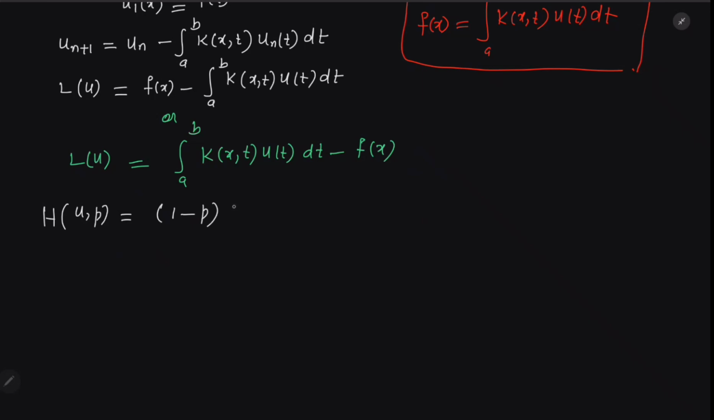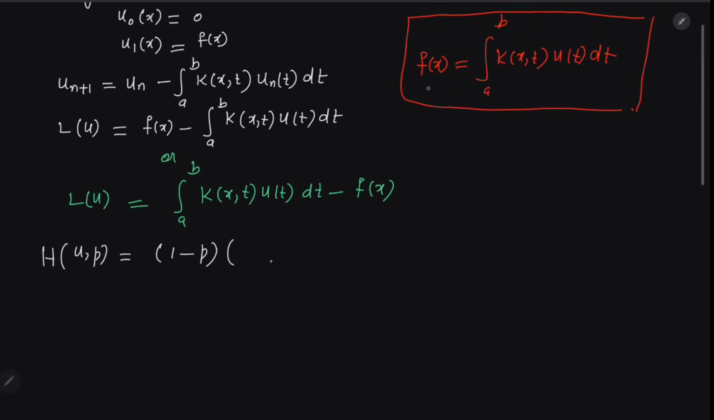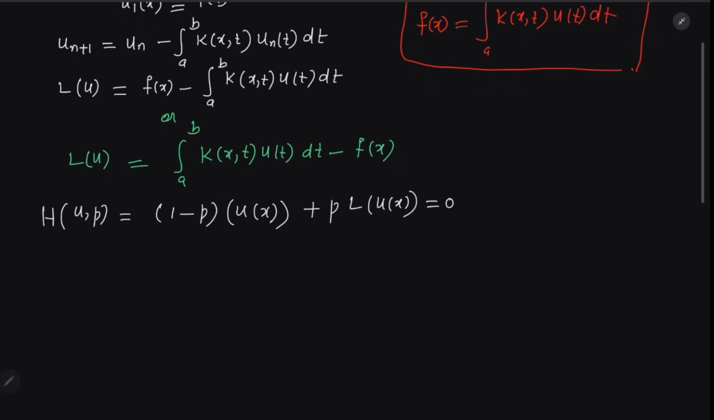when we solved the Fredholm integral equation, the non-homogeneous integral equation of second kind, here we defined some f of u. But in the current case, we had first kind, and in first kind we only defined u of x over here plus p L of u of x. That's what we have over here. This will be equal to 0.